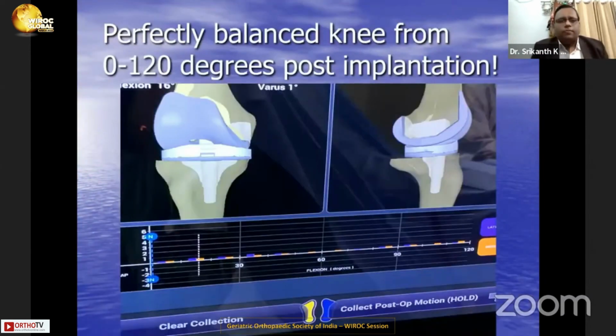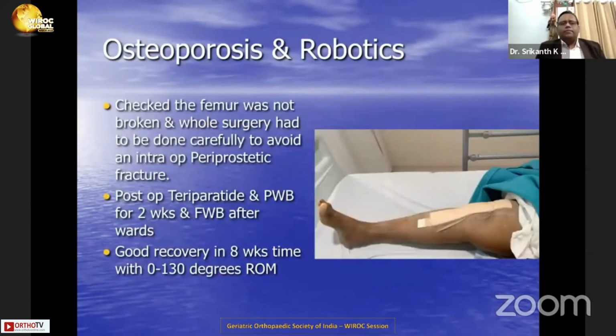This was the post-op, this one balancing. She had an excellent balance, 0 to 120 degrees knee flexion, 1 millimeter, as shown by the blocks on the pink and the orange. And post-op, I put her on teriparatide. To be cautious, I put her on partial weight bearing for 2 weeks and full weight bearing after that. She had a good recovery in around 8 weeks' time. She's got now 0 to 130 degrees range of movement.